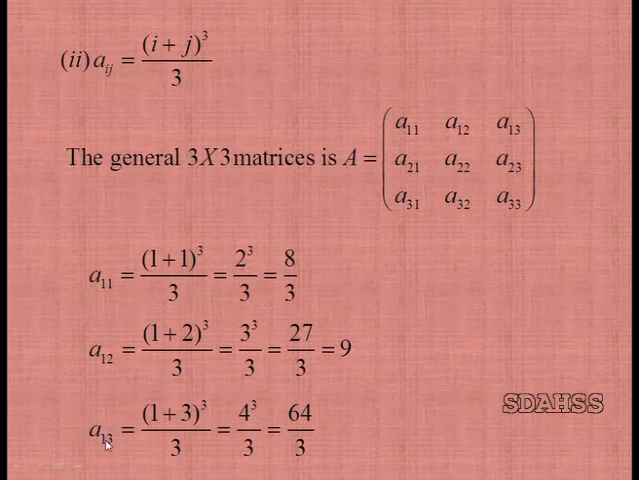Then you find A13. A13 means substitute i equal to 1, j equal to 3 in the question. So you have (1 plus 3) whole cube divided by 3. 1 plus 3 means 4. 4 cube divided by 3. 4 cube means 64. 64 by 3.